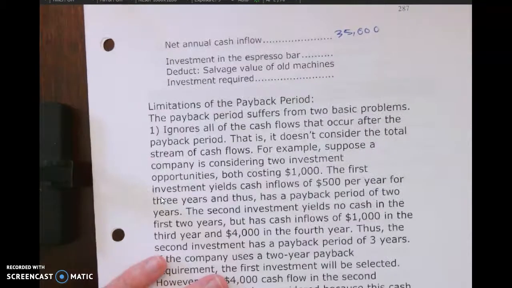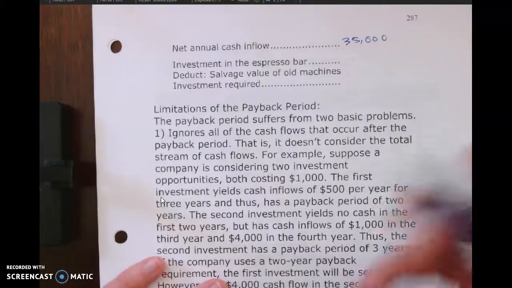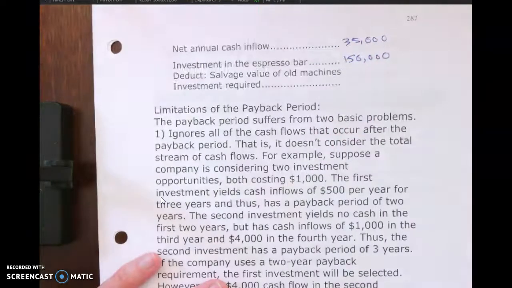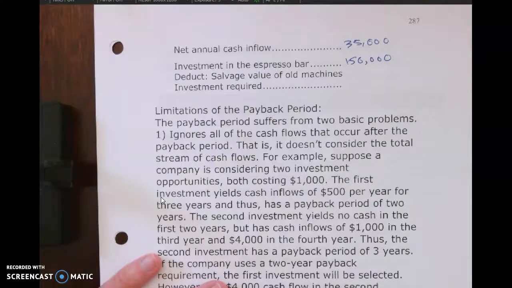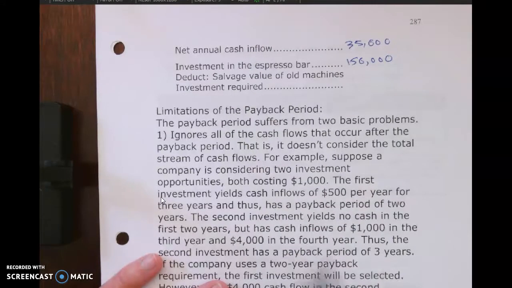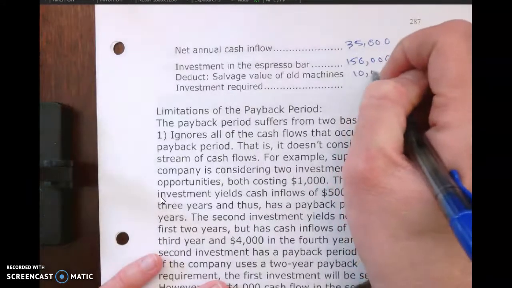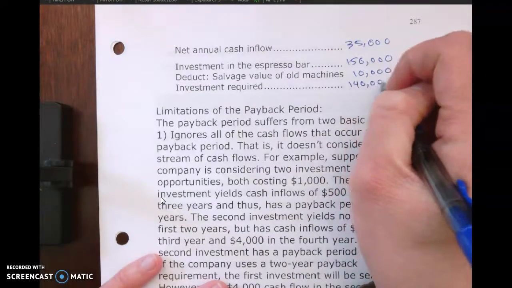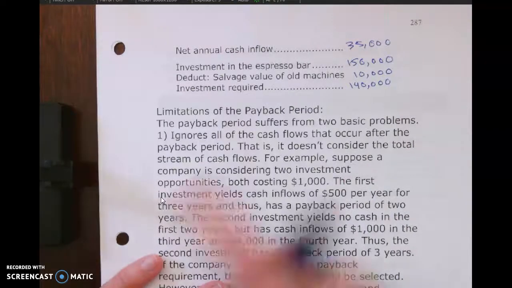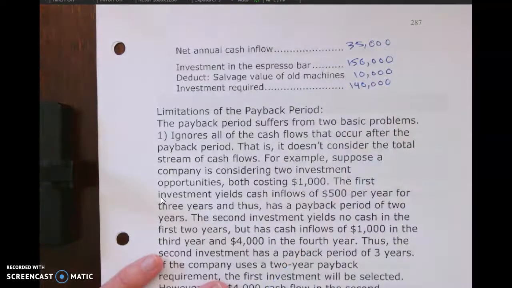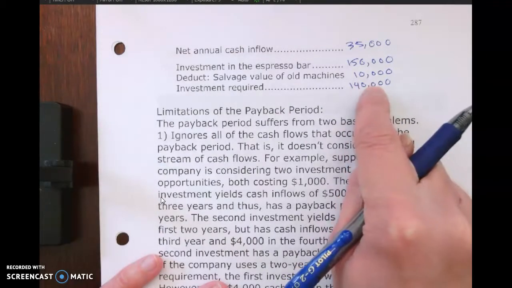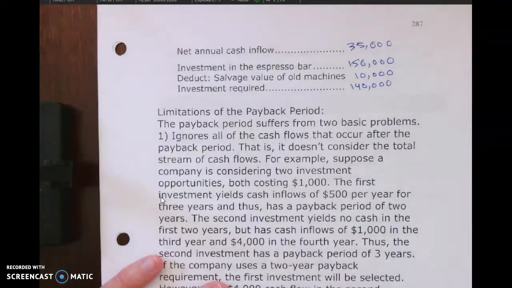Okay? And then what we said, we looked on the prior page, it said our investment in the espresso bar was $150,000. But the thing is that we can sell our existing espresso machines for $10,000, which means that we need to really add or increase our cost by $140,000. We have to pay net another $140,000 because we can sell our existing for $10,000. So this is the number that we really want to use for our investment required.